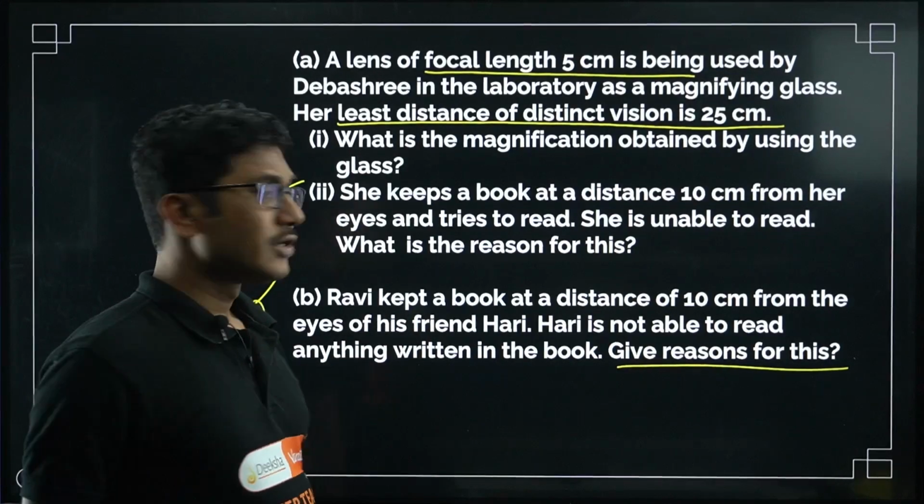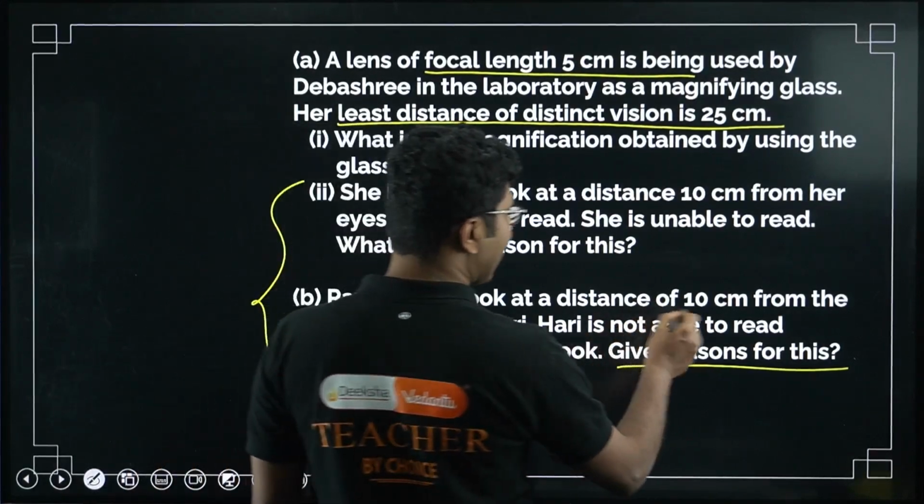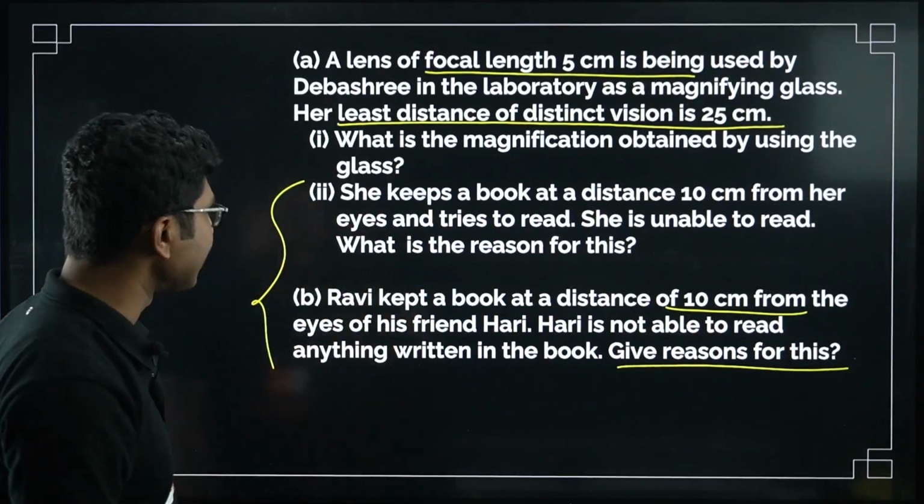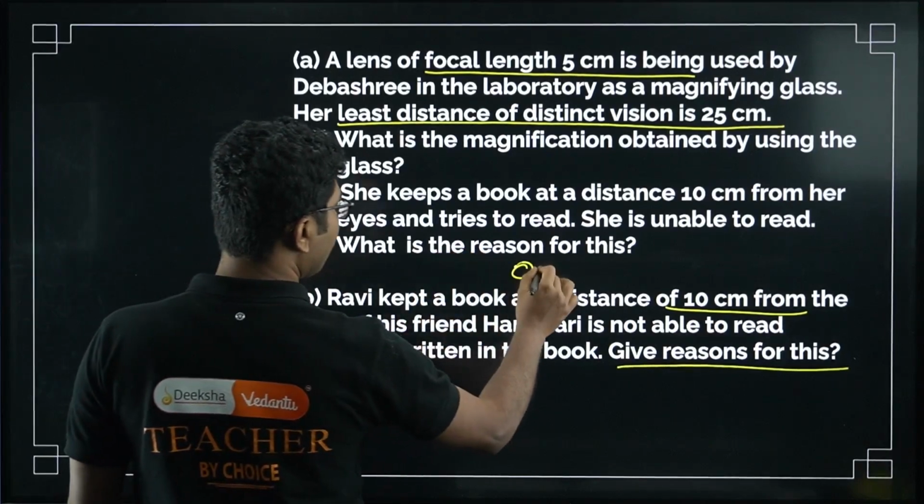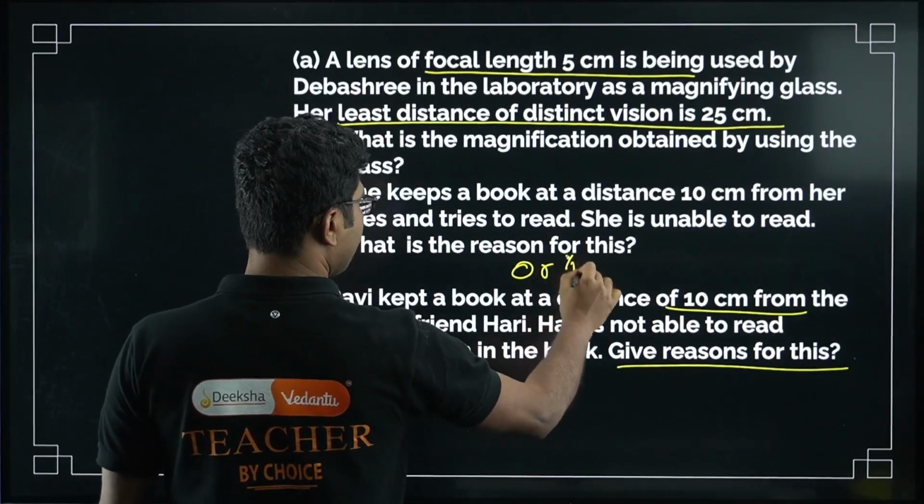Give the reason for this. So Hari is not able to. Okay, 10 again same question. Sorry, both questions are the same. I think this is an OR question. Okay, these two questions are OR questions.